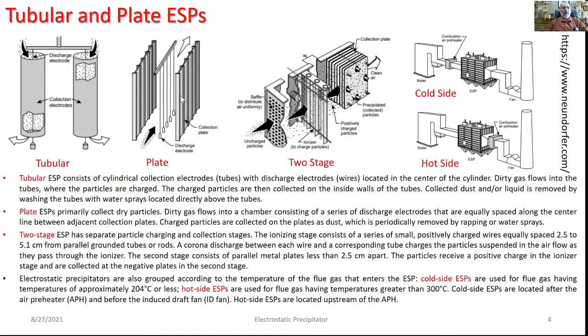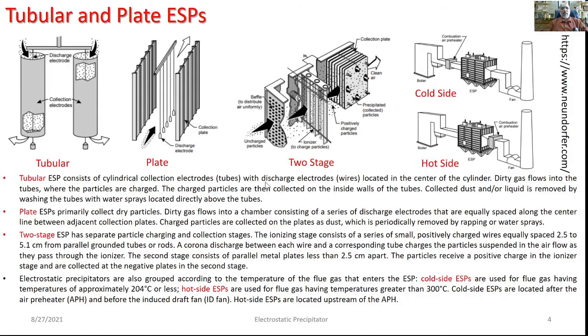The second one is plate ESP. Usually this is a dry combination. So dirty gas flows from one end as it is getting ionized because of this charging electrode. The dust is collected on these particular surfaces and accordingly the clean gas leaves the surface.